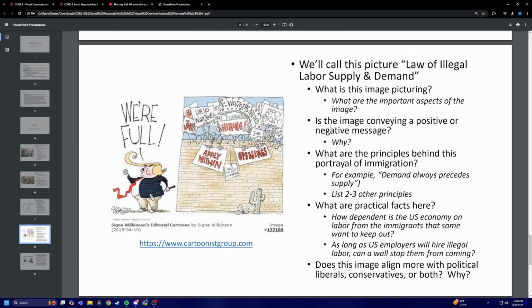We only have two more left. So time to speed through this next one. We'll call this picture the law of illegal labor, supply, and demand.